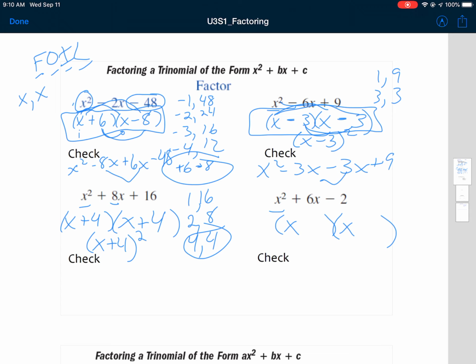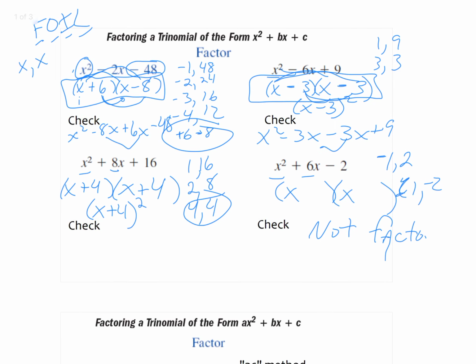Okay, x and x. Factors of 2: 2 and 1. Okay, but it's negative 2, so I could go negative 2, positive 1. That's going to add up to not be 6. I could go positive 1, negative 2. That's not going to add up to be 6 either, so it happens to be not factorable. Okay, all of these, again, what they had in common is they were just x squared, so I could just go, first one's x, the next one is x.